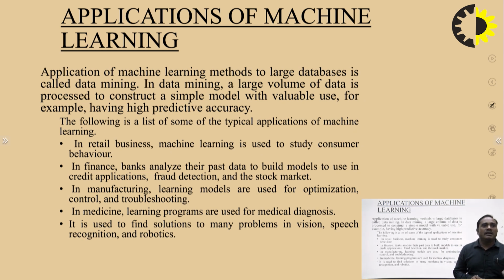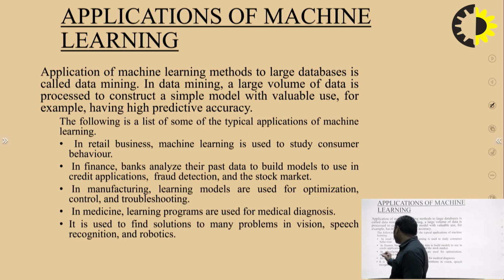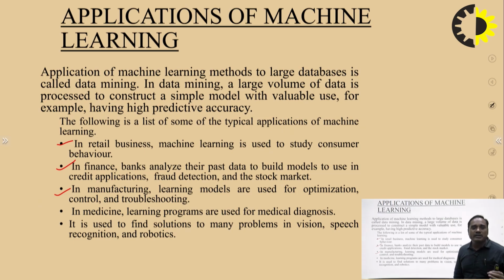These are some applications of machine learning. In retail business, we can use the machine learning concept to study consumer behavior. The second point is finance: in the banking system, we can use machine learning to build models for credit applications, fraud detection, and stock marketing. These are very broad areas where you can use the ML concept. In manufacturing, learning models are used for optimization, control, and troubleshooting. These are the three important key parts of machine learning in use nowadays.